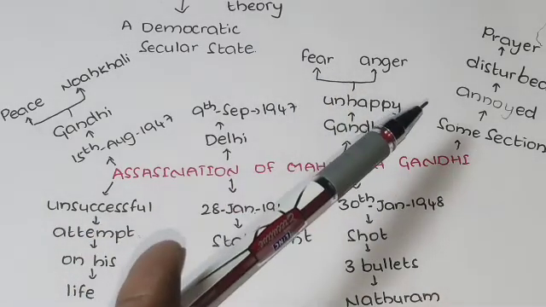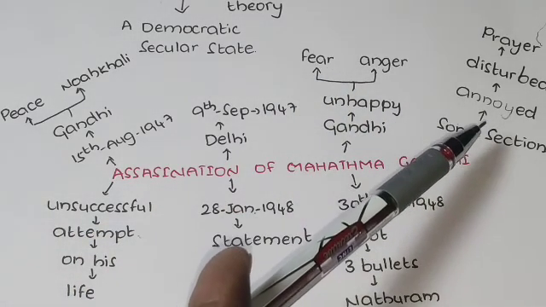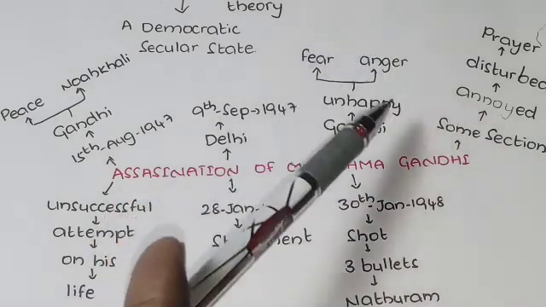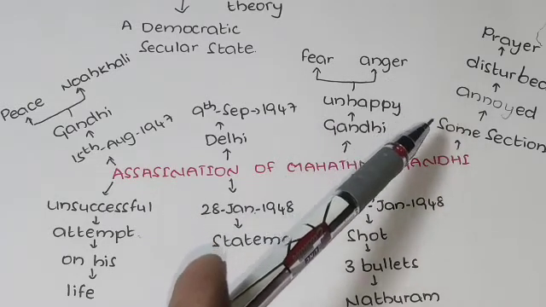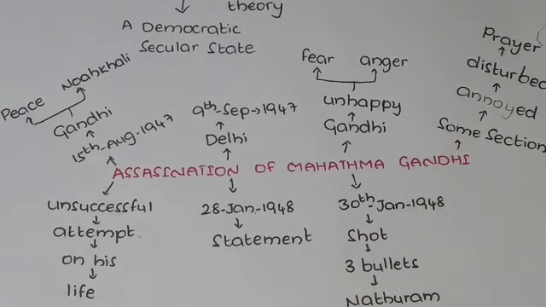Yet some sections of people were annoyed with Gandhi. They were not happy with Gandhi's decision, because they thought that the decision to divide India into two parts was taken by Gandhi. So they were annoyed and disturbed, and they disturbed his all-religion prayer meetings. Gandhi was conducting prayers of all religions in different places, but some sections of people were disturbing his prayers.